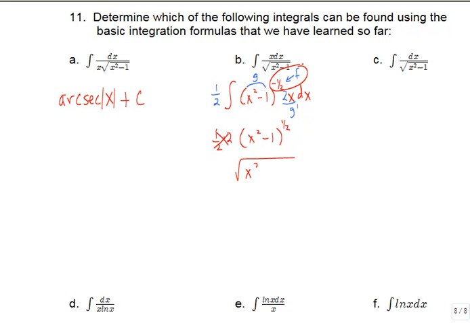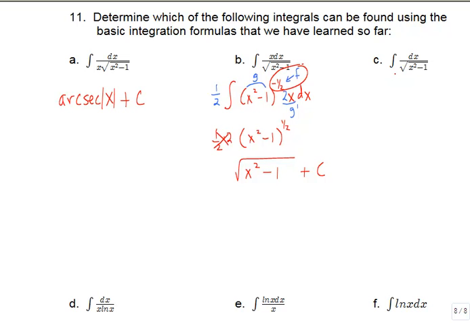So this is just the square root of x squared minus 1 plus a c. So having that x in the top became a part of that g prime, or that du, if you will, if you wanted to do a u substitution here. Okay? So then this third integral here doesn't have the x at all.